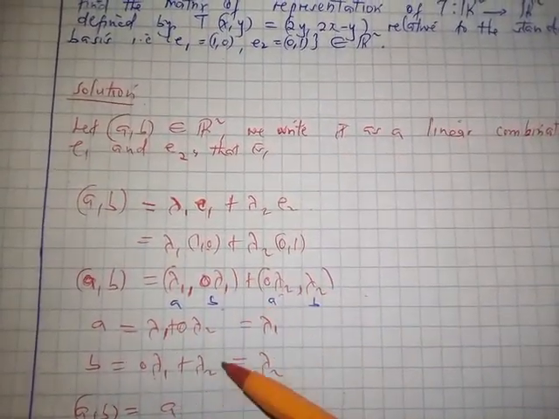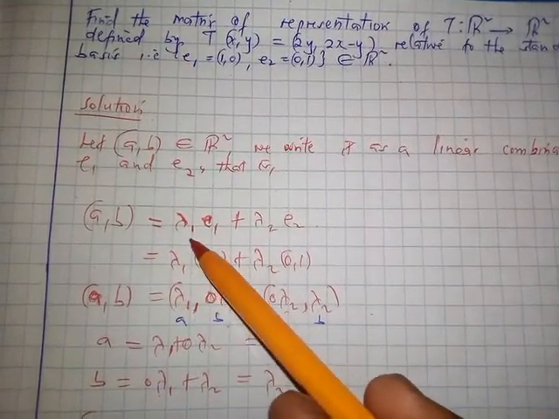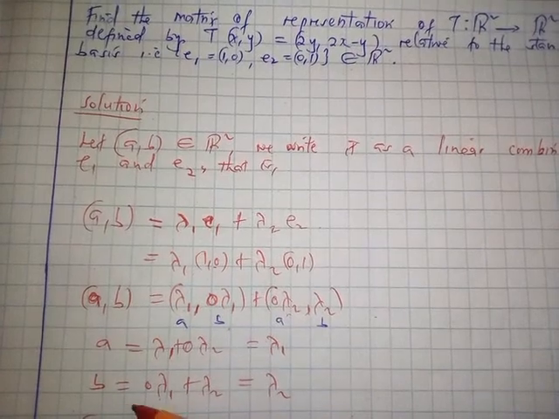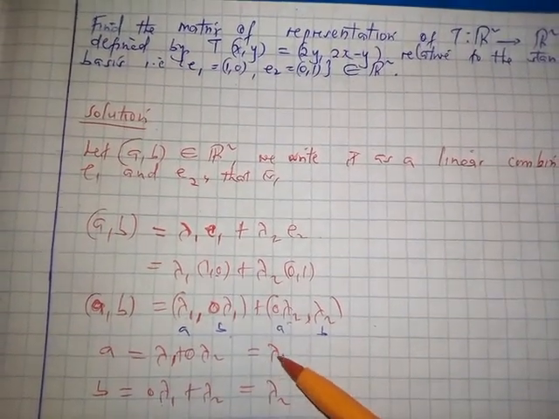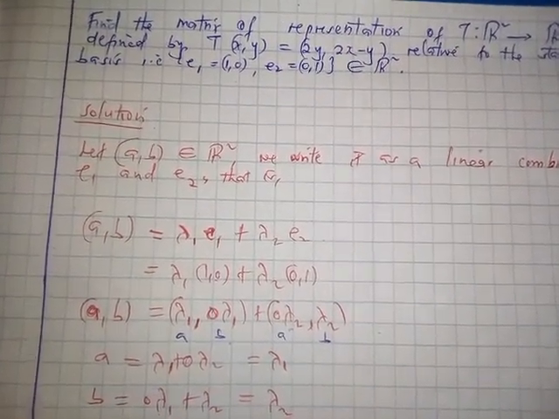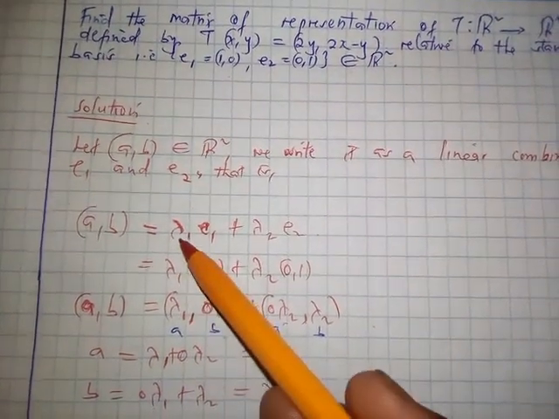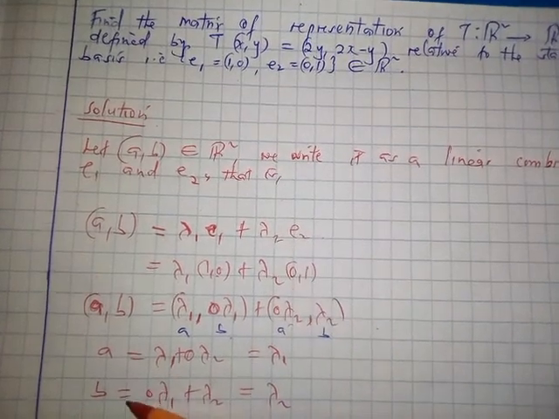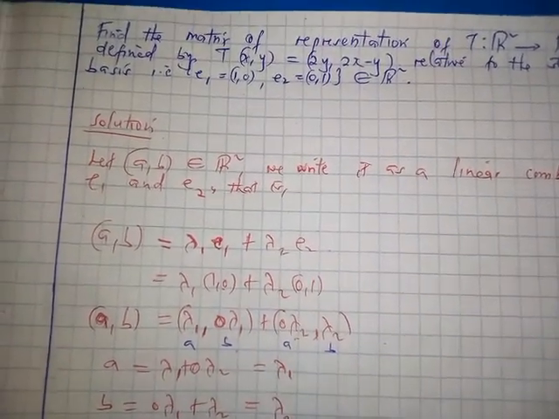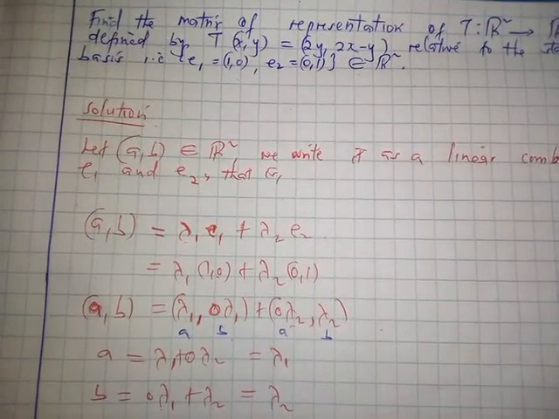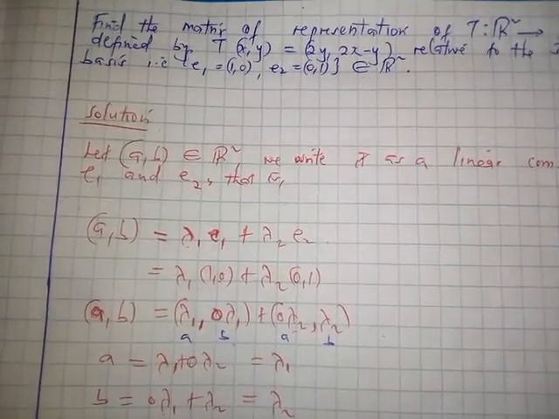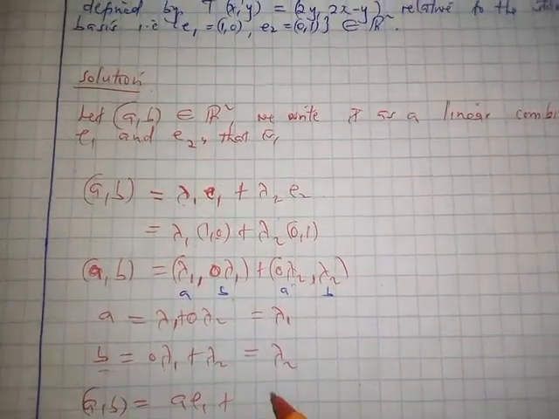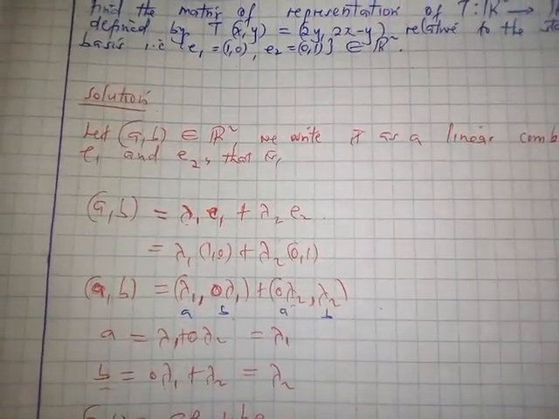So here we have said that lambda 1 E1 plus lambda 2 E2 is equal to (a, b), and we have found that lambda 1 is equal to a, and lambda 2 is equal to b. So we just substitute: where there is lambda 1, substitute with a, where there is lambda 2, substitute with b. So here it will be a E1 plus b E2. Are you there?